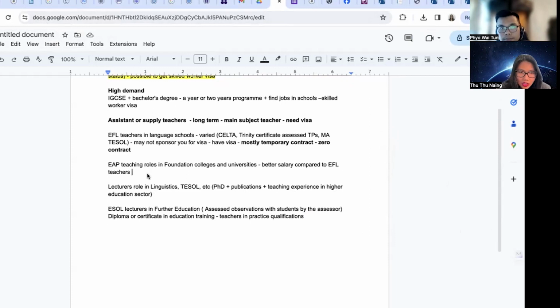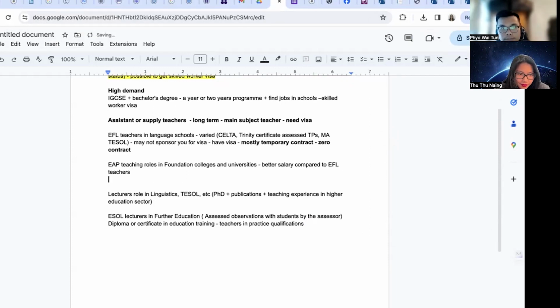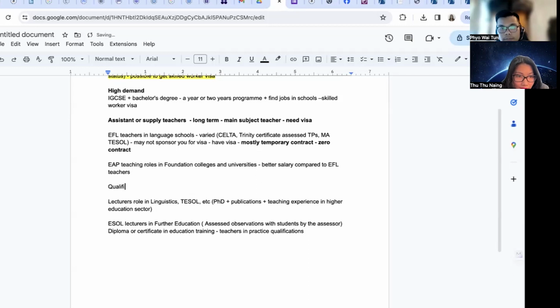For example, I have got a master's, but I haven't got a CELTA or Trinity certificate. So is it possible to get an EAP role? For that, let's look at the job advertisement. I will show you the job advertisement of an EAP role. Then we can see what they ask.